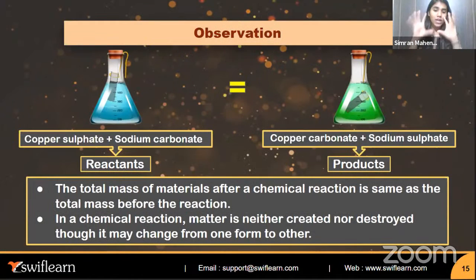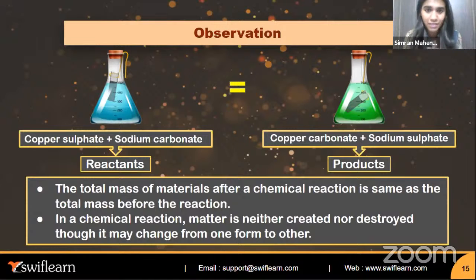So what did you observe there? You took copper sulfate, which is CuSO4. You took sodium carbonate, which is Na2CO3. That is the reactant. You mixed both of them. You get a green colored product, which is copper carbonate and sodium sulfate. And it was observed that both of them have the same mass.